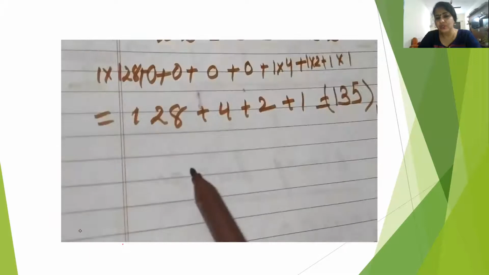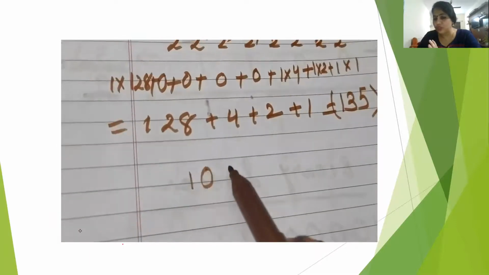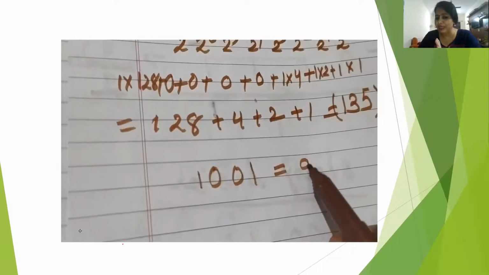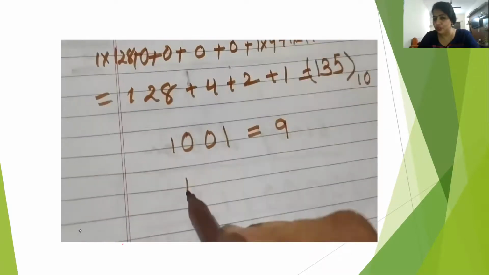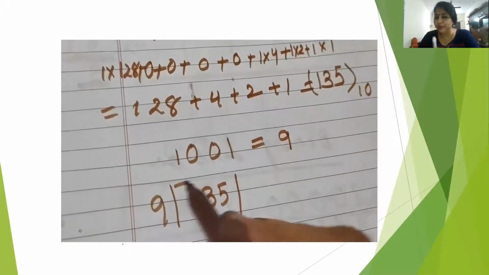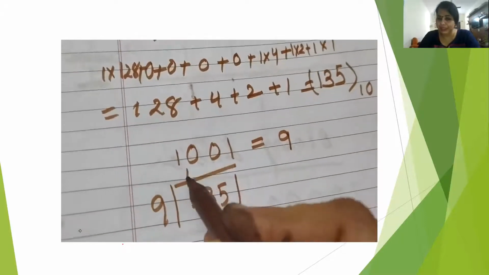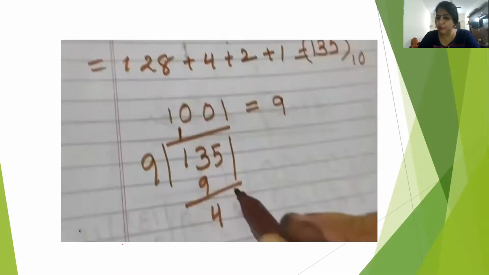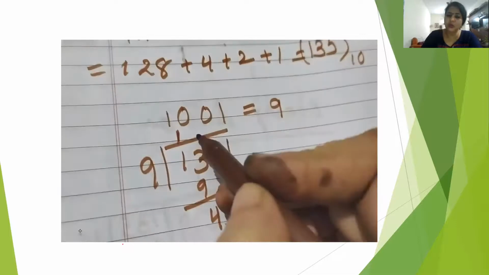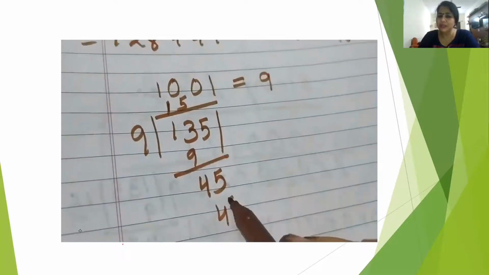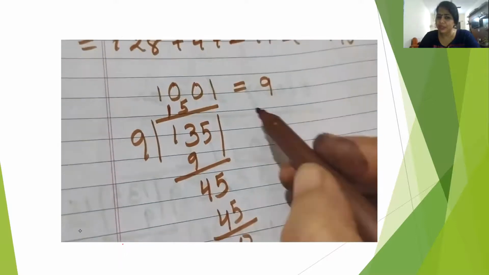Now the divisor, 1001, is nothing but 9. 2 to the power 3 is 8, and 2 to the power 0 is 1. 8 plus 1 is 9. So in the simple way, when we divide the decimal number by 9, 9 into 13 goes once, and the remainder is 4. The 5 comes down, then 45. 9 fives are 45. So if we subtract, the remainder is 0.